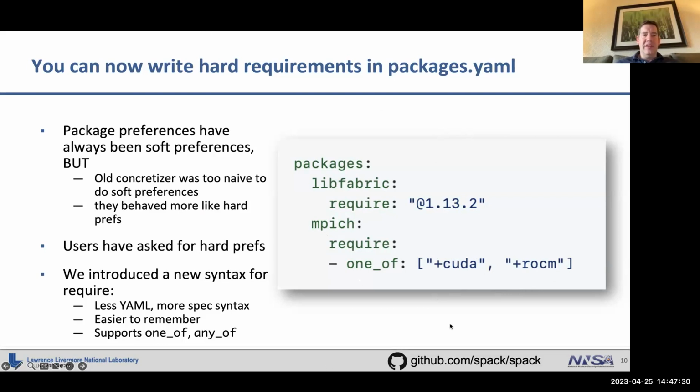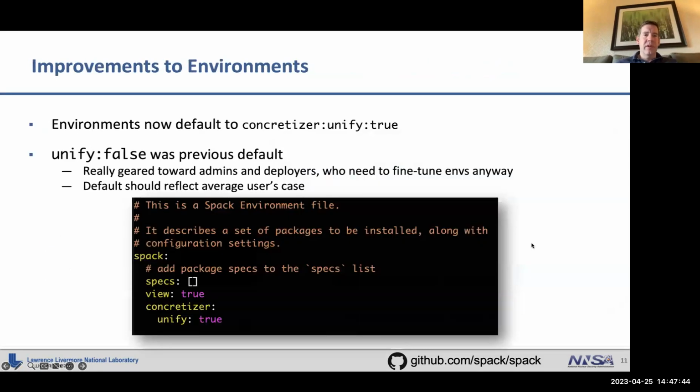So essentially, this gives you a lot of the power that has traditionally been in package.py files, but in YAML. So you can do it in configuration. You can supplement your package.py files with hard constraints now in the config.